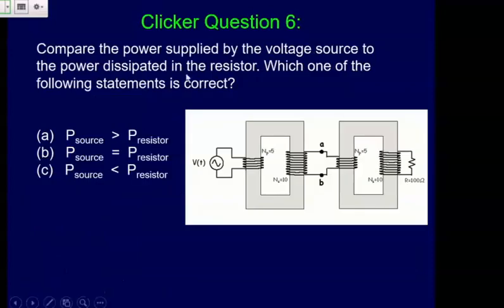All right, let's do this one. Same picture. Compare the power supplied by the voltage source to the power dissipated in the resistor. Which one of the following statements is correct? We're delivering a certain amount of power at the beginning point, and we want to know how much power is used up in that resistor. Maybe it's your hairdryer or a light bulb or whatever it might be. And just for kicks, we'll assume that we have an ideal transformer.